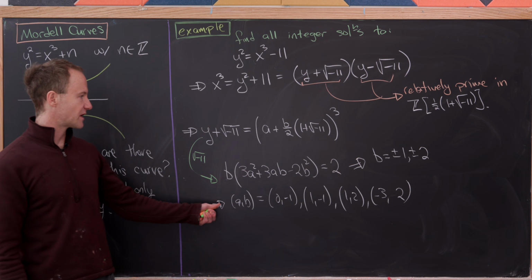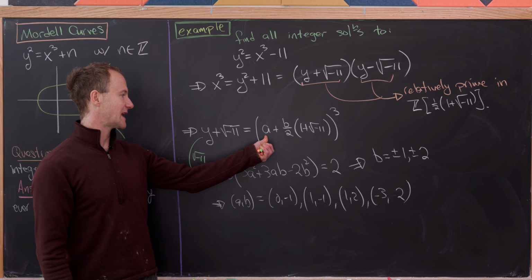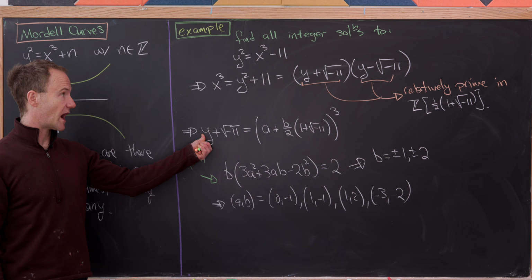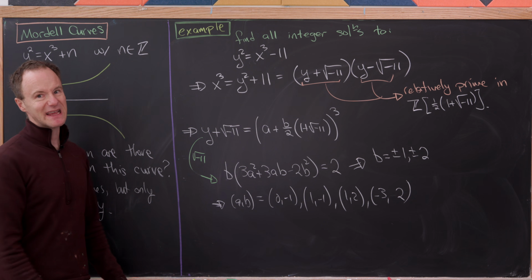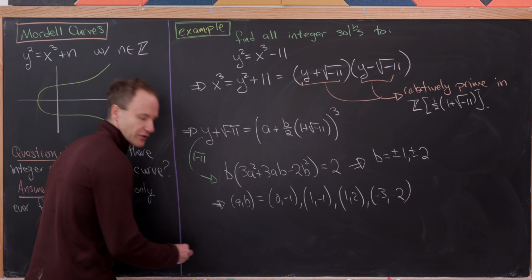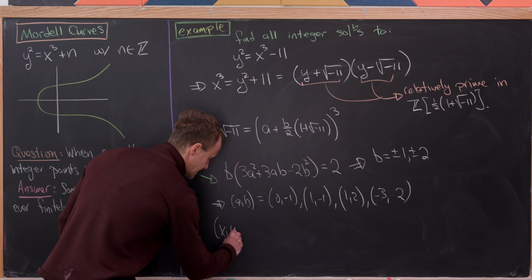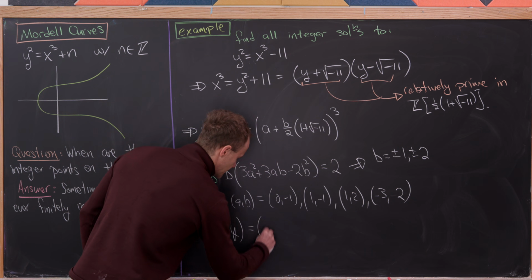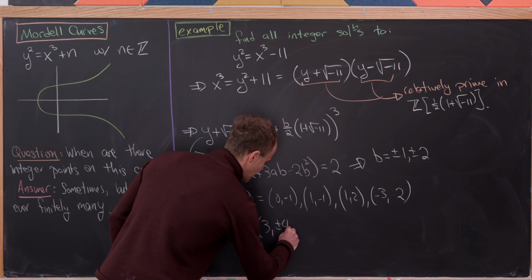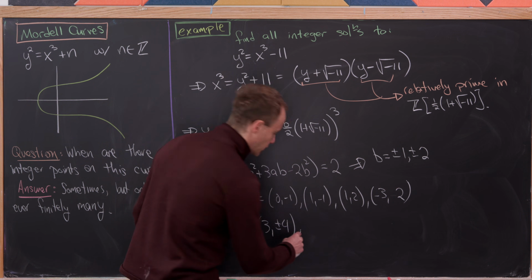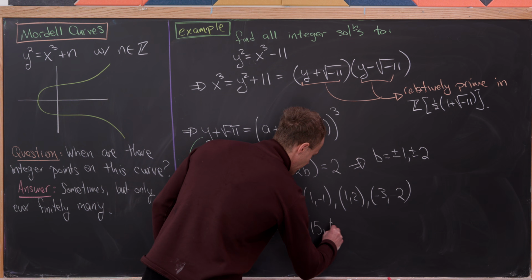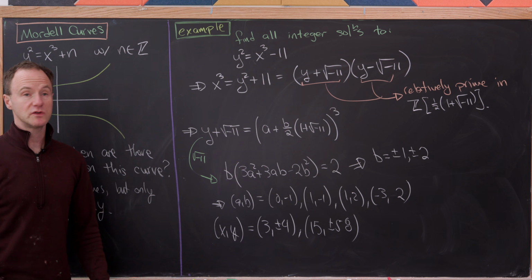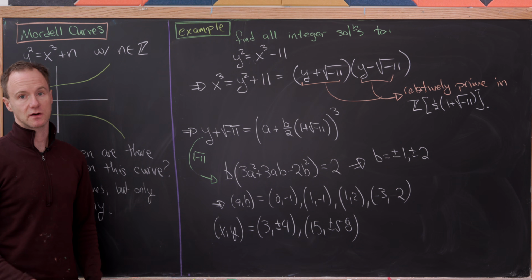So what we do is plug these values of a and b back here, and that'll give us a value for y, from which we can very easily get a value for x. So I won't go through all the details as it's just arithmetic, but what we'll get is (x, y) equals (3, plus or minus 4), or it's equal to (15, plus or minus 58). And there you have it. Those are the only integer solutions on this curve.